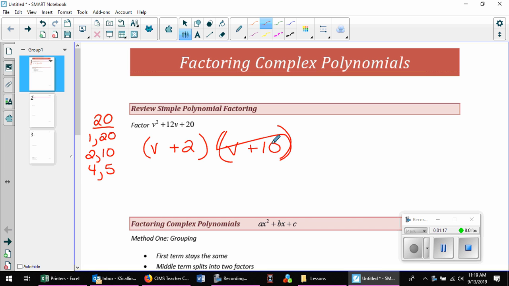So there's only one correct answer. There's not multiples. I know it would be nice if there were multiple answers. In some cases of math, there are multiple answers, but this has to be positive. Okay, you guys good with that? That was yesterday. Easy peasy. That's why it's called simple.